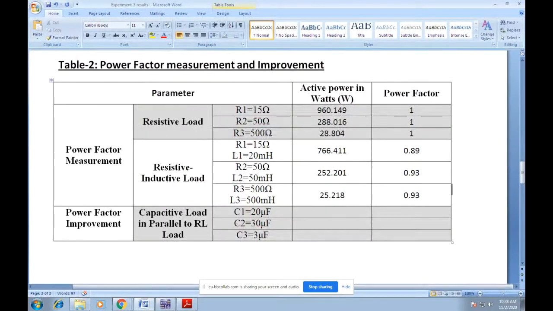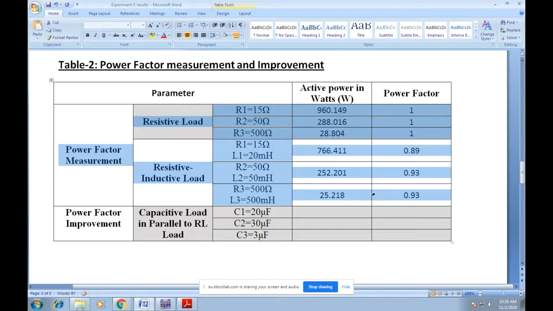Now you can observe that when we connect one inductance in series with the resistance, the power is reduced from the previous. Previously it was 960, now it became 766. Previously it was 288, now it reduced to 252. Previously it was 28, now it reduced to 25. Also there is a difference in the power factor. Previously for the resistive load, the power factor was at its full efficiency. Now the power factor is reduced. So it has become 0.89, 0.93, 0.93.